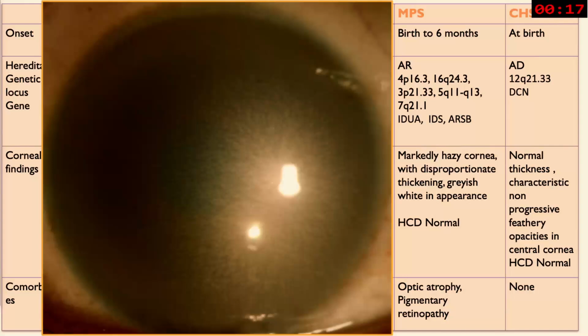And a very rare entity called congenital hereditary stromal dystrophy, unlike CHCD, here the cornea is normal in thickness. You can see a flaky white corneal opacification. It is again grayish white.